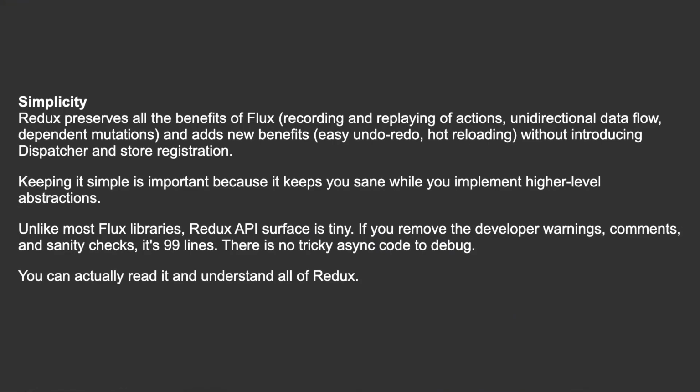Simplicity. Redux preserves all the benefits of Flux, recording and replaying of actions, unidirectional data flow, dependent mutations, and adds new benefits: easy undo redo, hot reloading, without introducing the dispatcher and store registration. Keeping it simple is important because it keeps you sane while you implement higher level abstractions. Unlike most Flux libraries, Redux's API surface is tiny. If you remove the developer warnings, comments, and sanity checks, it's 99 lines. There is no tricky async code to debug. You can actually read it and understand all of Redux.